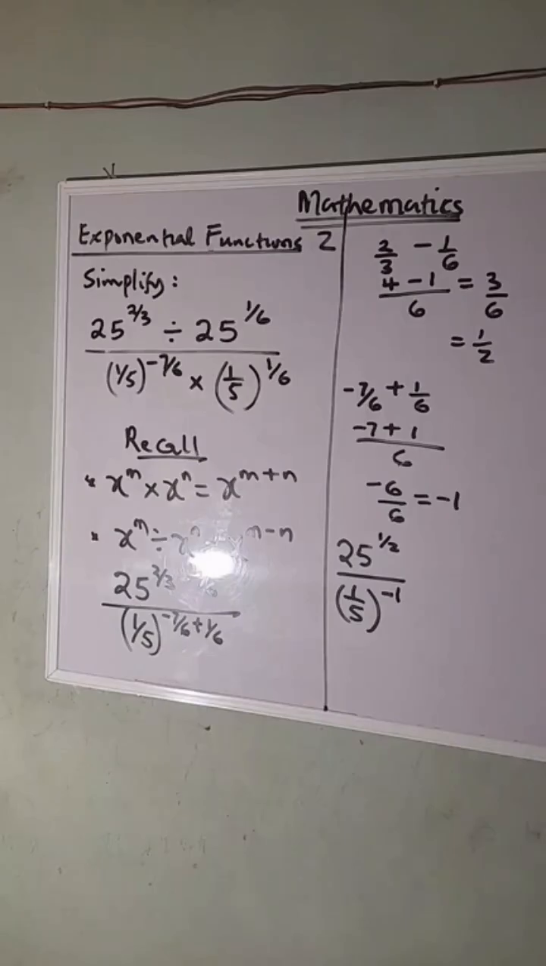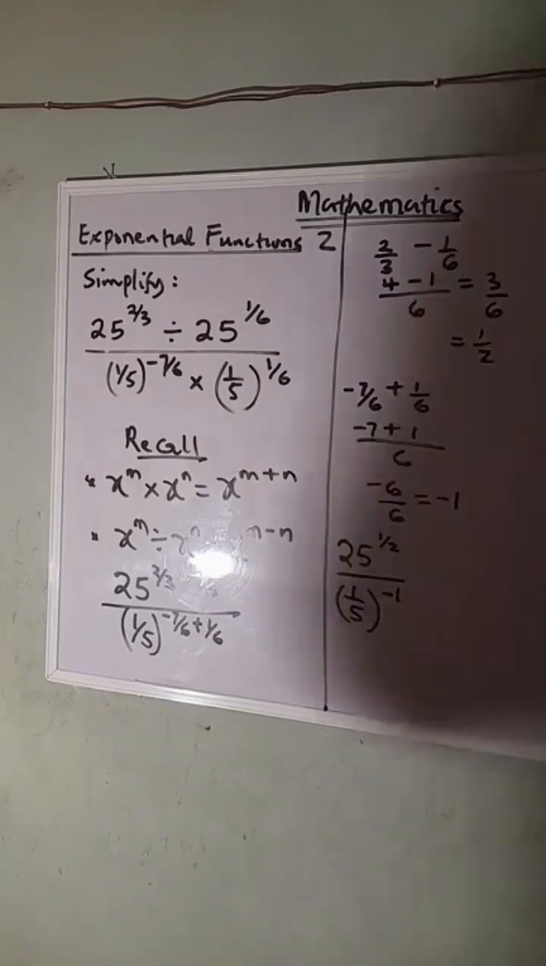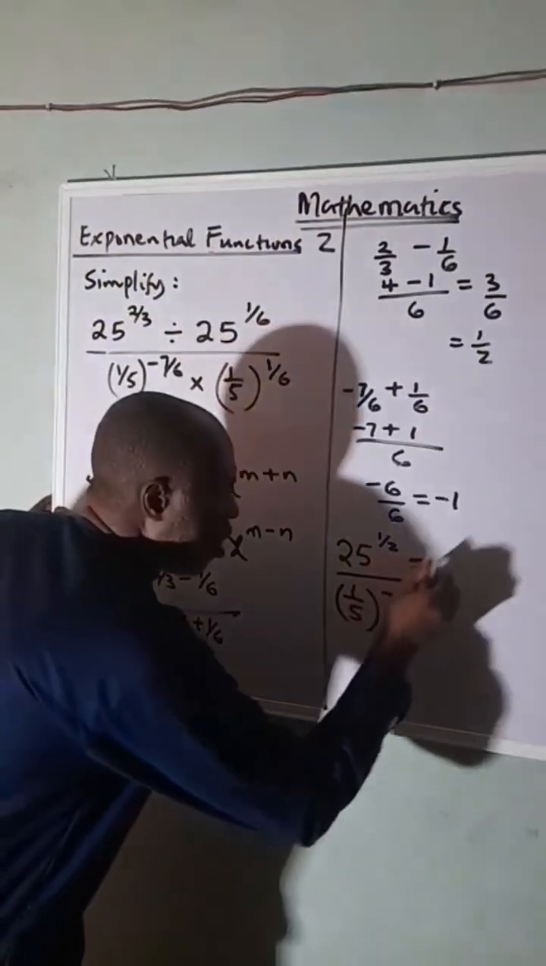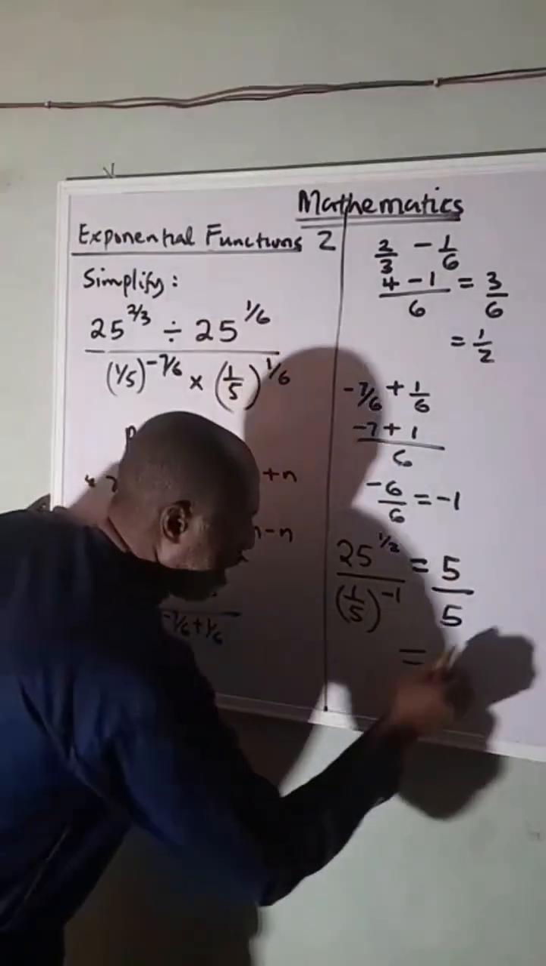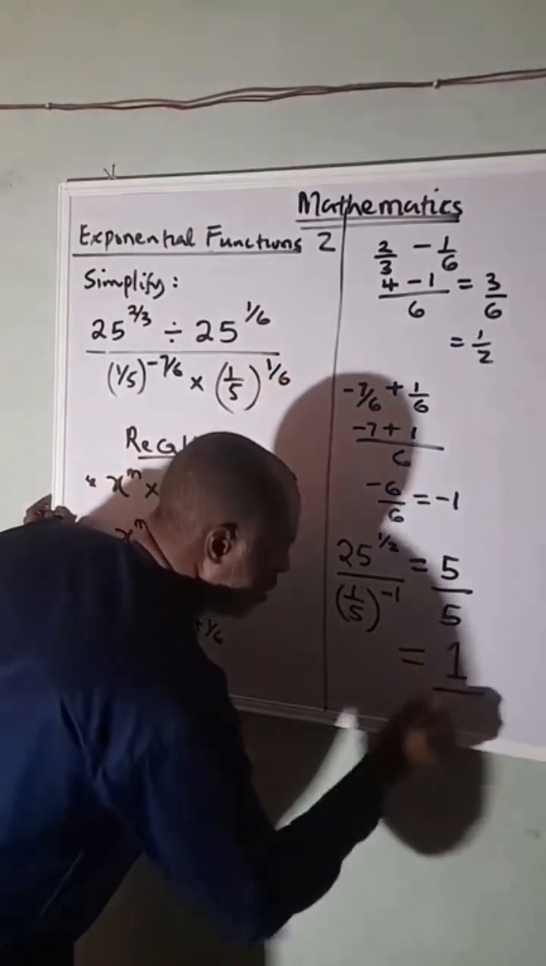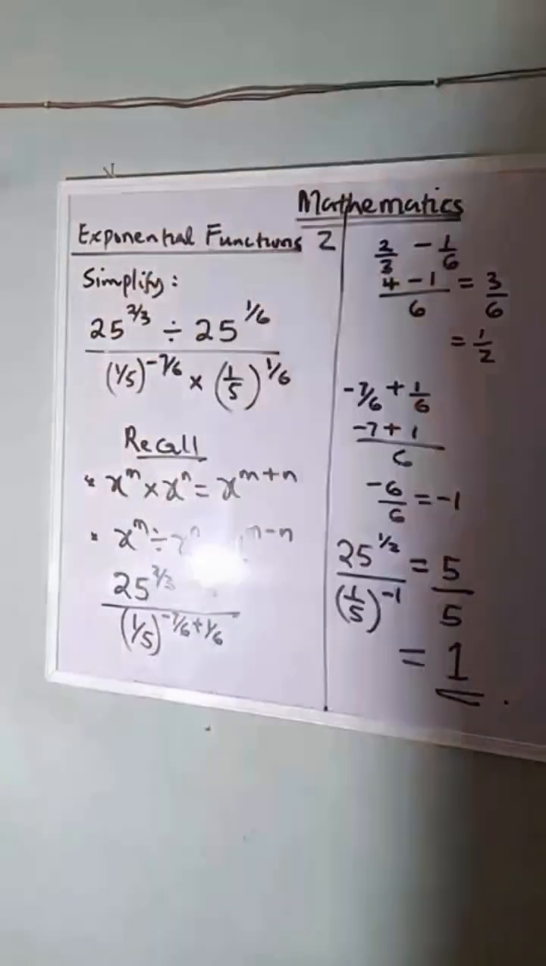For the denominator, what is in the bracket is 1 over 5. And that minus 1 simply means inverse of what is in the bracket. What is in the bracket is 1 over 5. The inverse of 1 over 5 is 5. Automatically, the numerator result is 5, denominator result is also 5, and our final answer is one whole number.